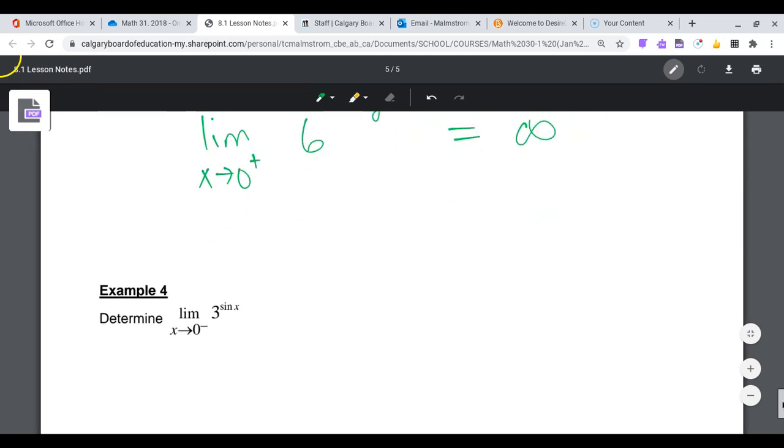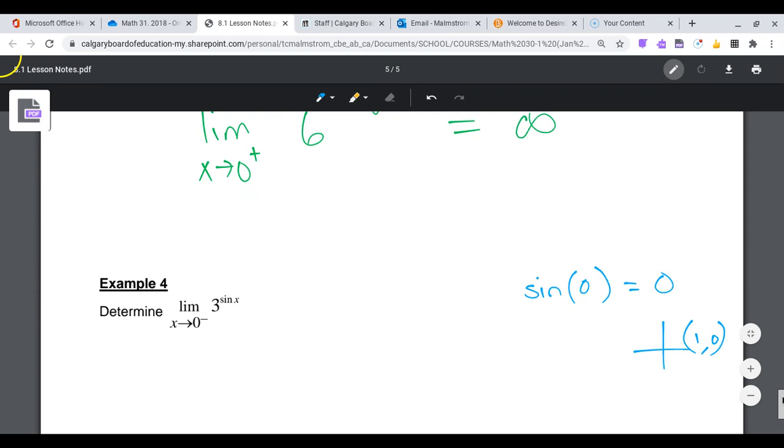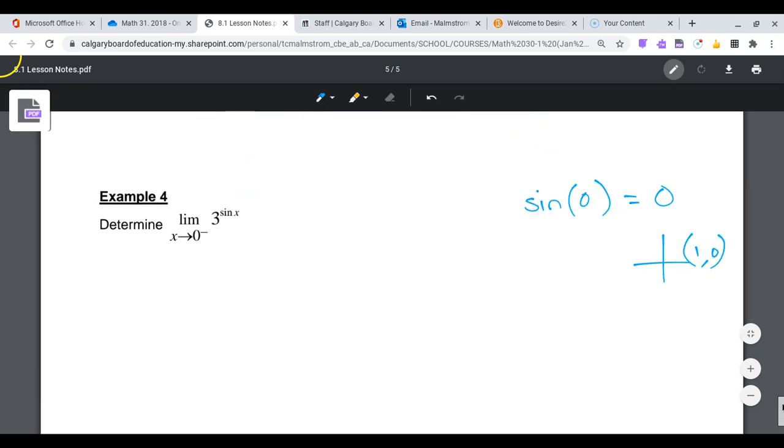Okay, last one. Could we use direct substitution on this one? So sine of 0, does it work? Sure does. What is sine of 0? Sine of 0 radians is 0. If you think about your unit circle, throw some trig into our exponential unit. So we have 3 to the power of 0. What's going to happen here? So we've got the limit as x goes to 0 from the left of 3 to the power of 0, which is just going to be 1. So there we go. There was one example where direct substitution worked.